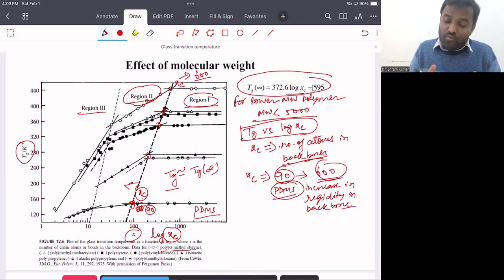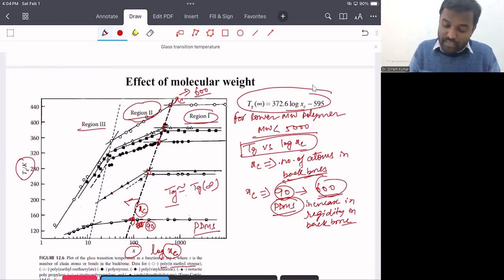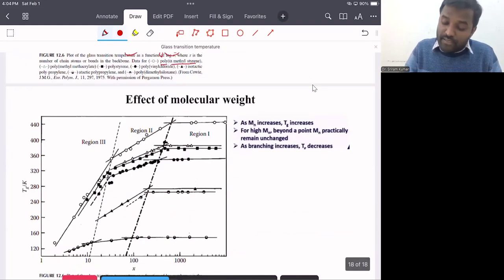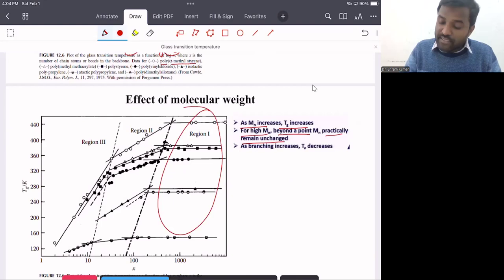So this is all about how glass temperature depends on the molecular weight, and this is a very important parameter. In summary, as Mn increases, there is an increase in Tg values, and for high molecular weight, beyond a point, it practically remains unchanged. And as branching increases, Tg decreases. So this is all about the factors affecting glass transition temperature.